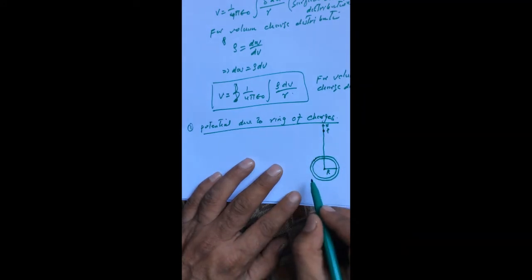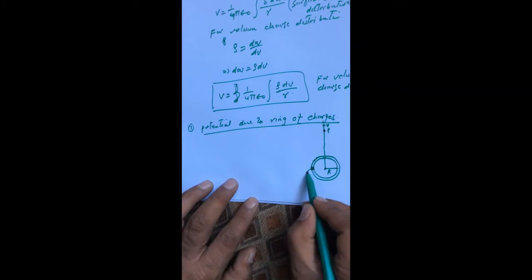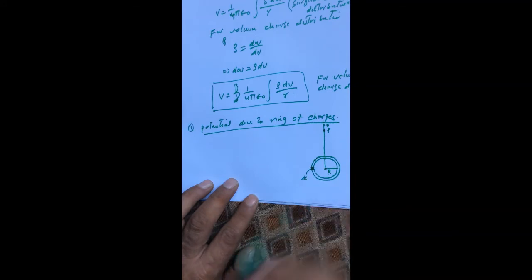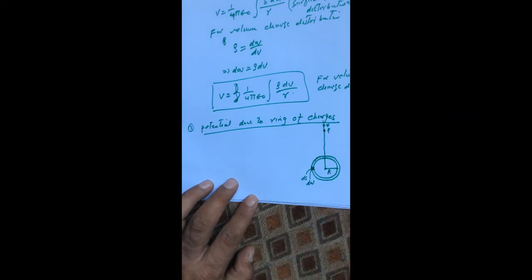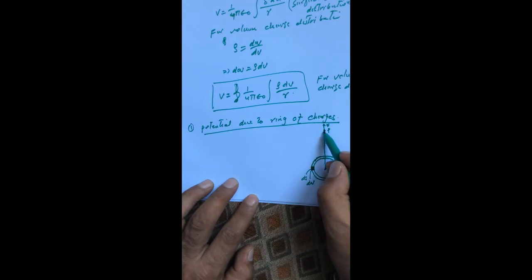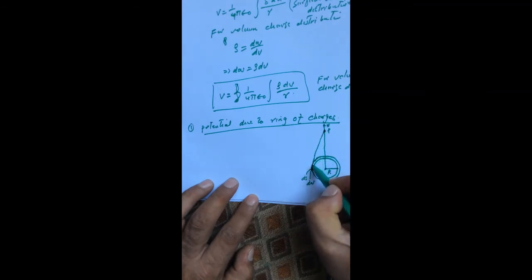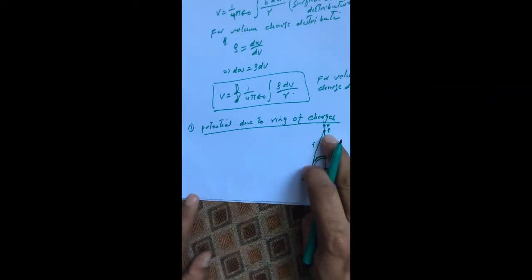So I take a small length element. This is the length element, with length, I call it ds. You can call it dl also. And this length element contains charge dq. Now this length element looks like a point charge, and I suppose that it is at a distance r, small r, from this point P.